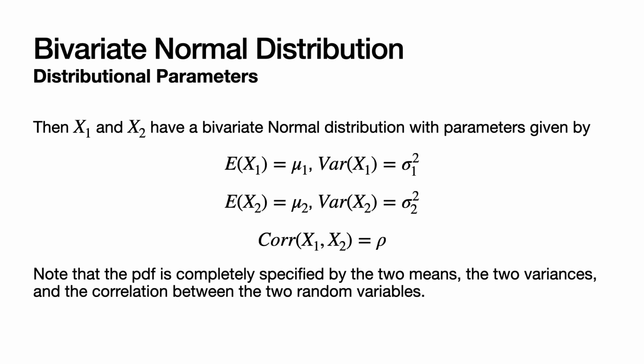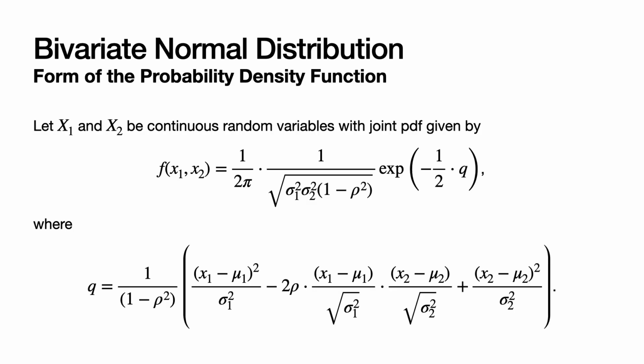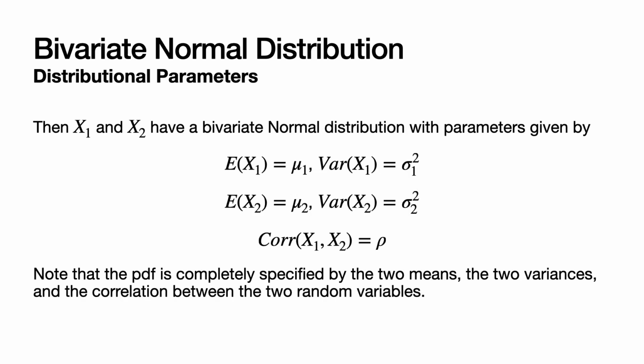Now we could express the PDF in terms of the covariance instead of the correlation. We would just need to rewrite it using the relationship between the correlation, the covariance, and the variances of the 2 random variables. And so I would recommend that you look to see how you could rewrite this PDF using the covariance instead of the correlation. So the PDF is fairly complex.